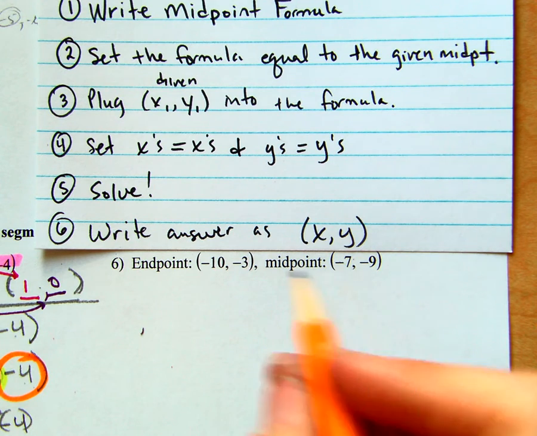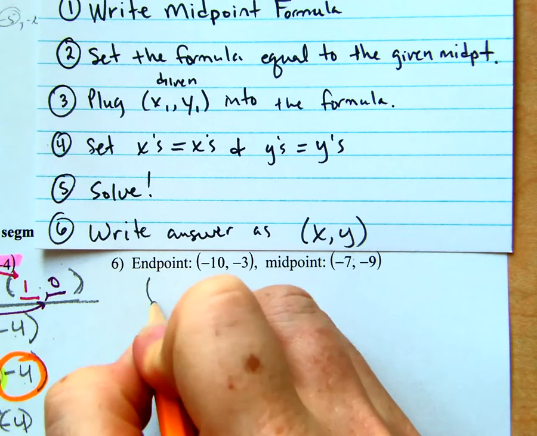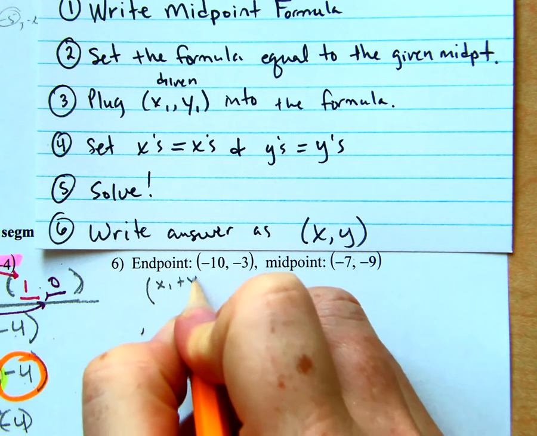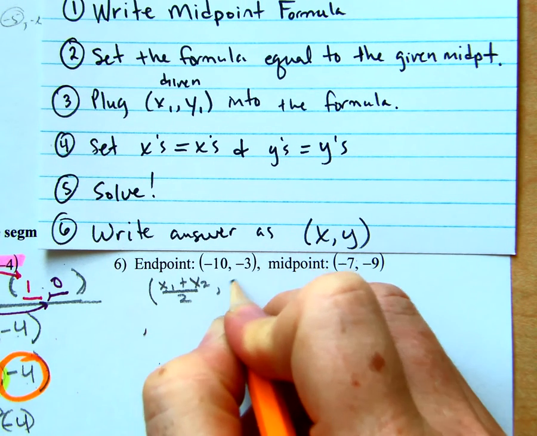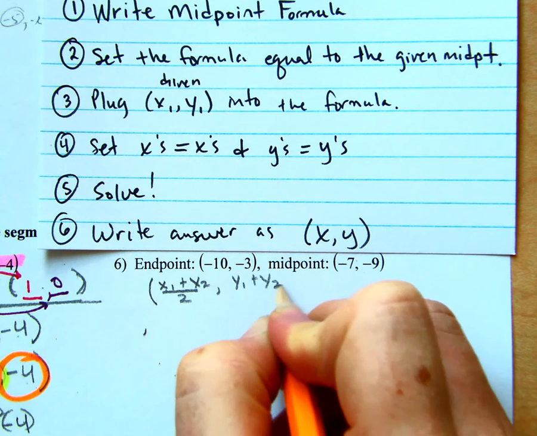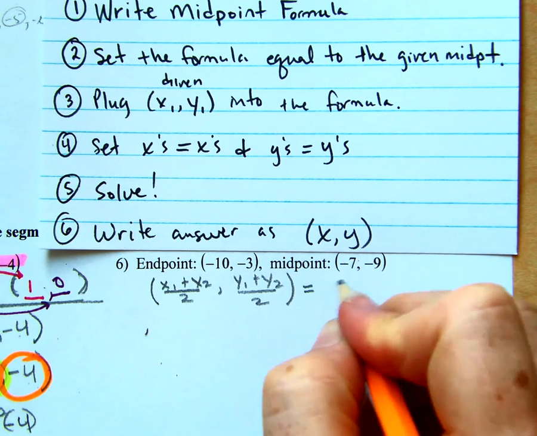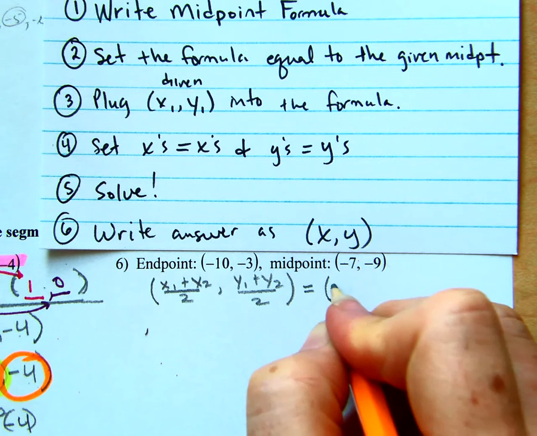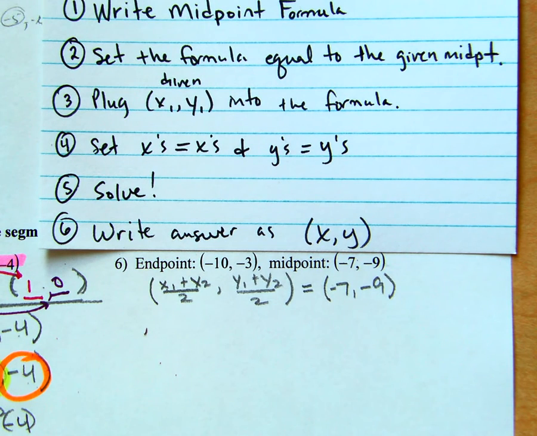Okay? So we're going to write the midpoint formula. So x1 plus x2 divided by 2, y1 plus y2 divided by 2. And we're going to set that formula equal to the given midpoint. So the given midpoint is negative 7, negative 9. Again, I'm looking for that endpoint, that other endpoint.